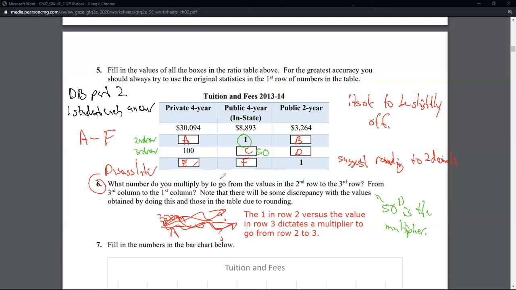Okay, the second part of this is, what would your multiplier be if you went from the third column to the first column? You can skip columns, you can skip rows. All you need is an element that's a 1 somewhere. So looking at column 3, this is the third column, obviously making this over here the first column. So what would our multiplier be to go from the third column to the first?